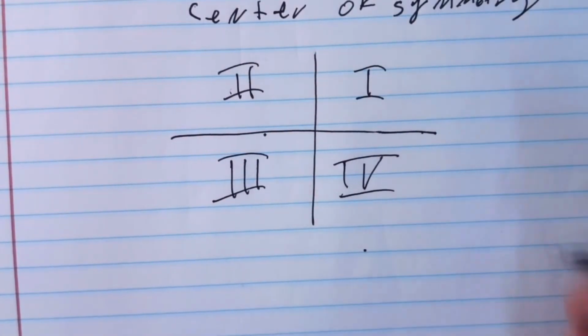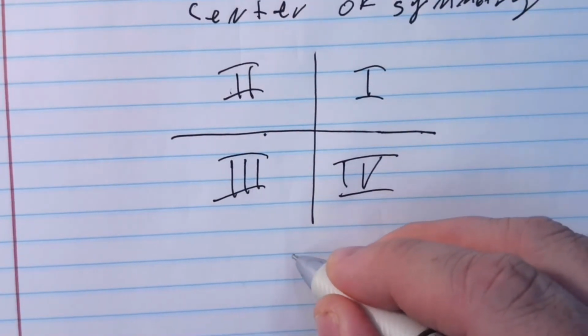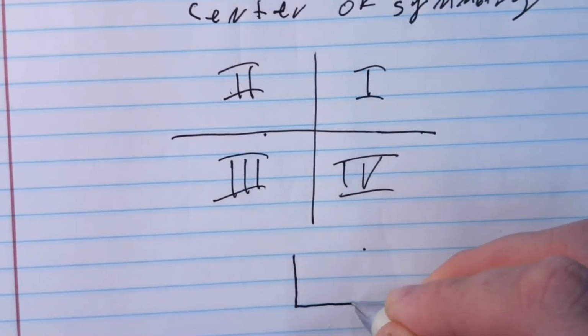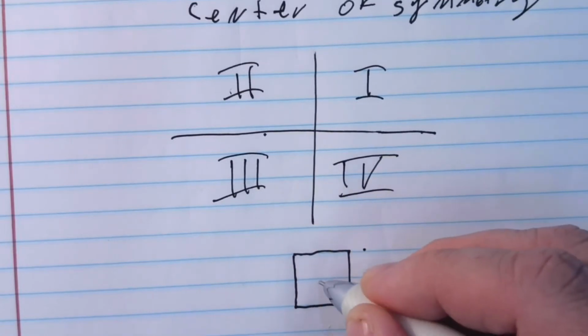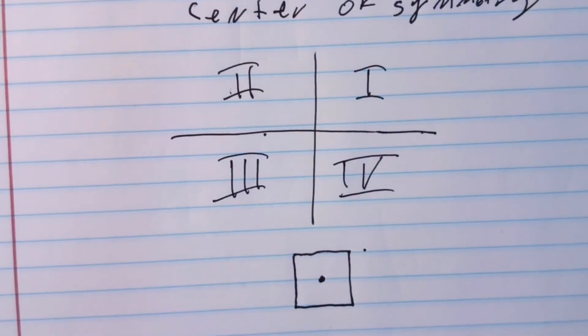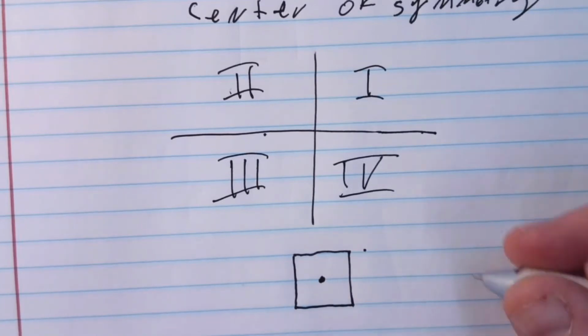okay, so if I had a shape like this, could I rotate this 90 degrees and it looks the same? Yeah. Could I rotate it 180 degrees and it looks the same? Okay. How about if I rotated this?